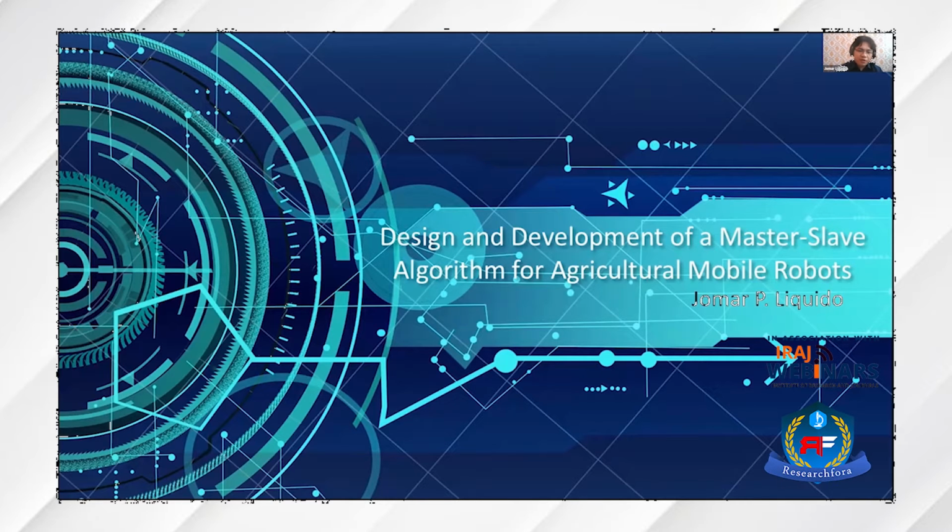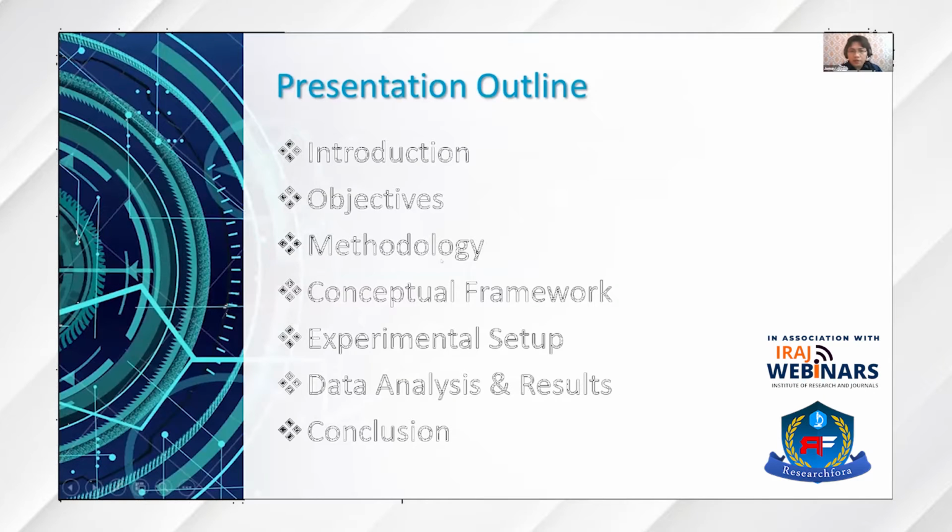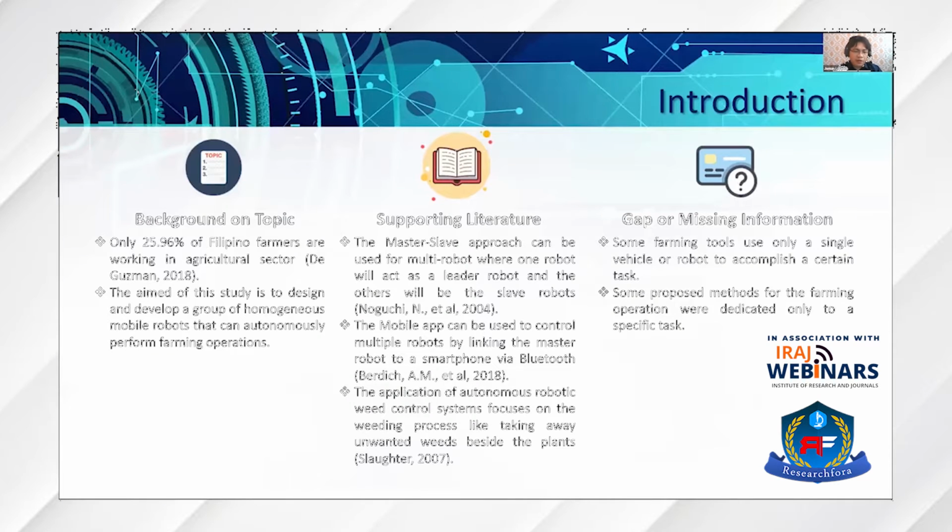Allow me to present to you my research output entitled Design and Development of a Master Slave Algorithm for Agricultural Mobile Robots. In this slide, this is the outline of my presentation. Let me start with an introduction.